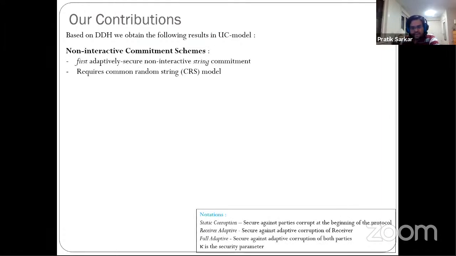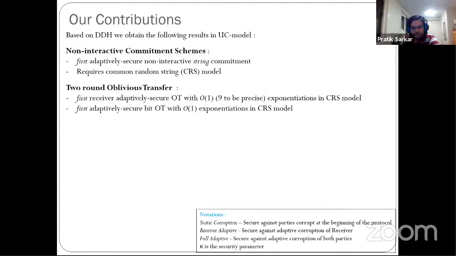We obtained the first adaptively secure non-interactive string commitment. Previous non-interactive schemes were bit commitments and required the common reference string model, whereas our scheme works in the common random string model. Next, I will talk about our OT protocols.